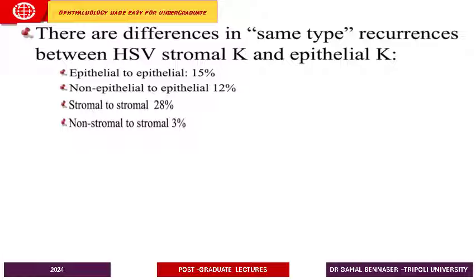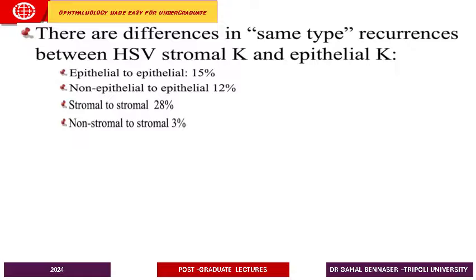And these facts are very important when you are planning or contemplating a prevention program, so that you know that if you have an initial attack of non-stromal keratitis, the chance of having stromal keratitis is very low.